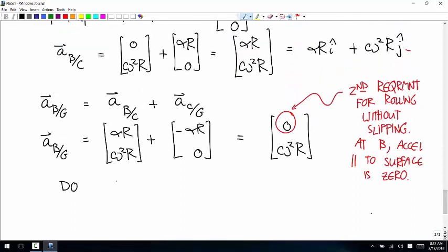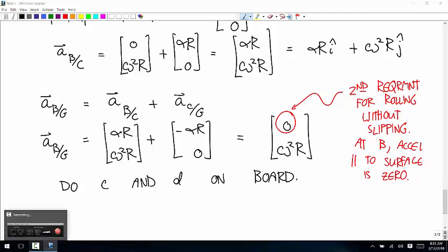So now we're going to do C and D on the board. Anybody have any questions before you start working on this? So go ahead and try to work through this and let me know if you have questions. And when you're done, I'll go through it too.